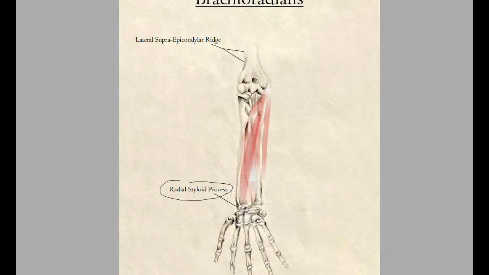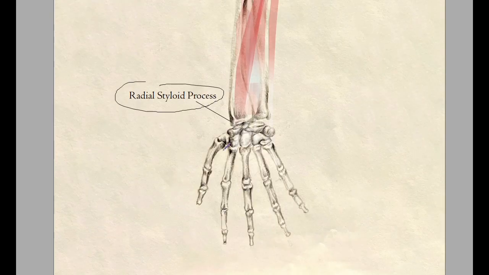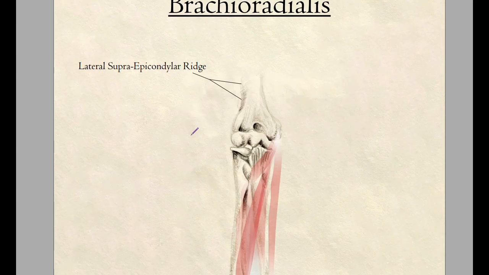Okay? What you guys remember is this projection of bone right there. Okay? It attaches to the radial styloid process. It does not cross the wrist joint. It does not go into hand territory. Therefore, it has no function at the hand. Okay? But it is going to have function at the elbow.